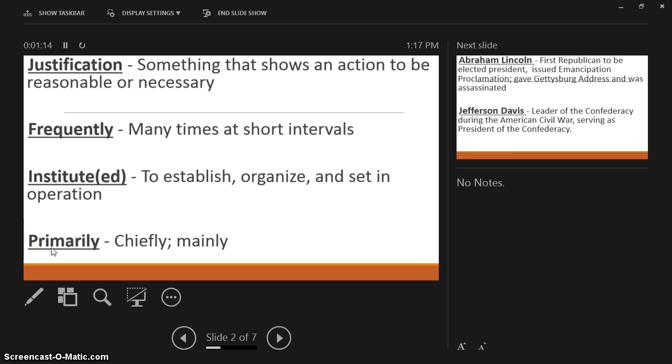Primarily: chiefly, or mainly. The primary reason you do something is the main reason you do something. The primary goal for a level in a video game is the main goal. The secondary stuff's like extra. The primary is the main thing, the chief thing.